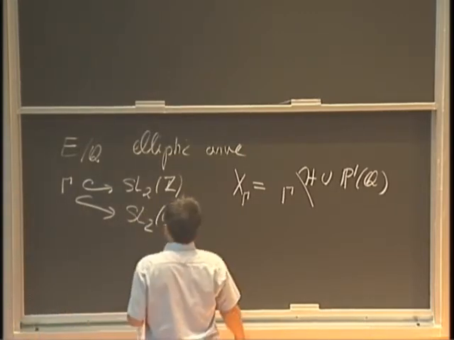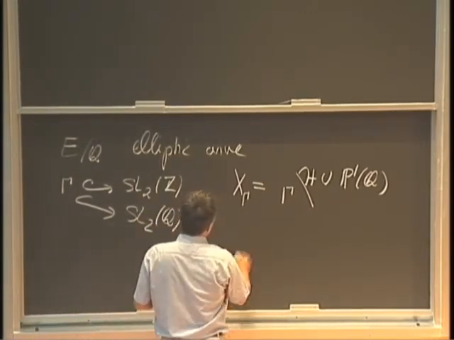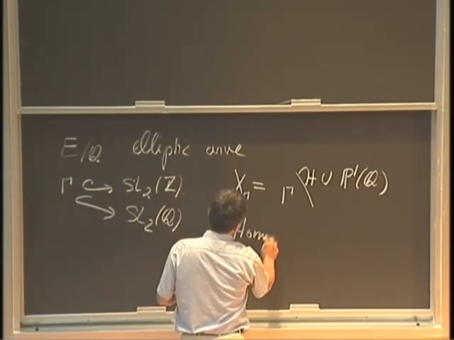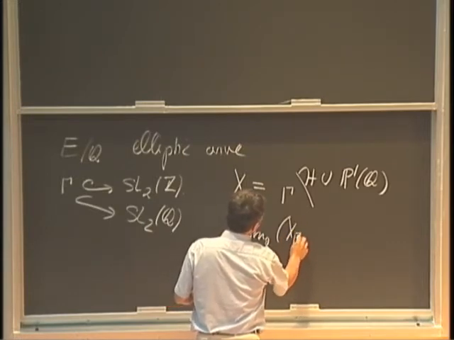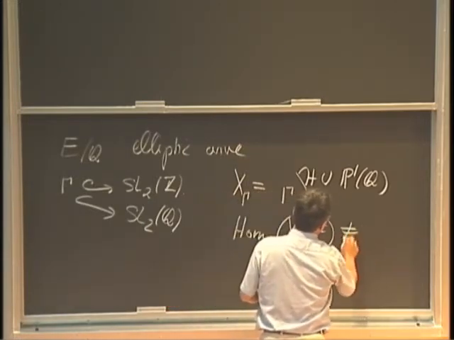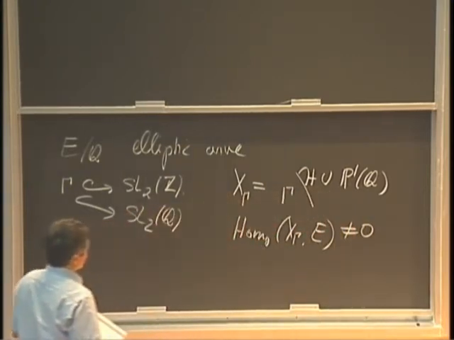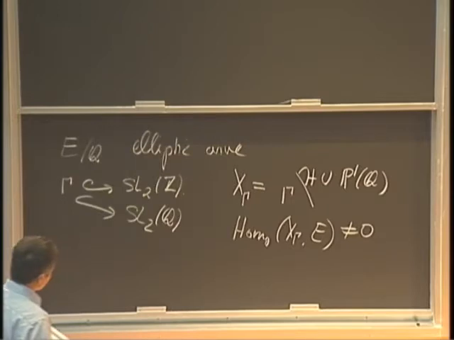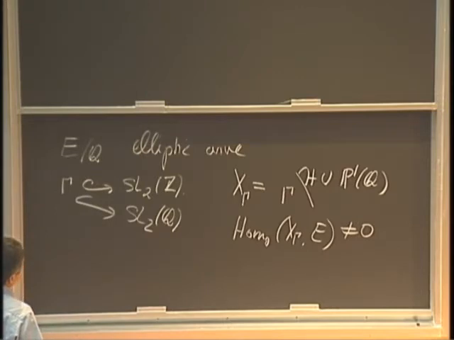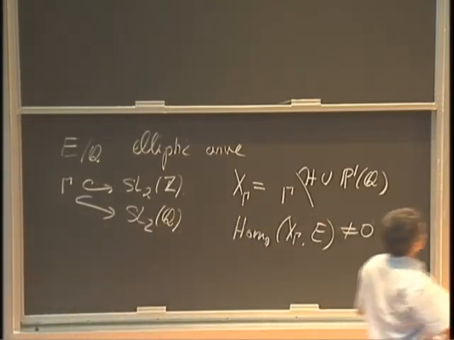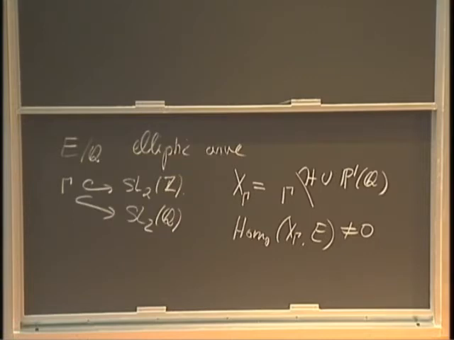Then yesterday I said that for certain gamma, the homomorphism, I write 0 here, of X gamma to E is non-zero. So this is a big theorem. It's a combination of a theorem of Fulton's and a theorem of Weyer's, Taylor, and others. Now I want to consider the projective limit of the X gamma.